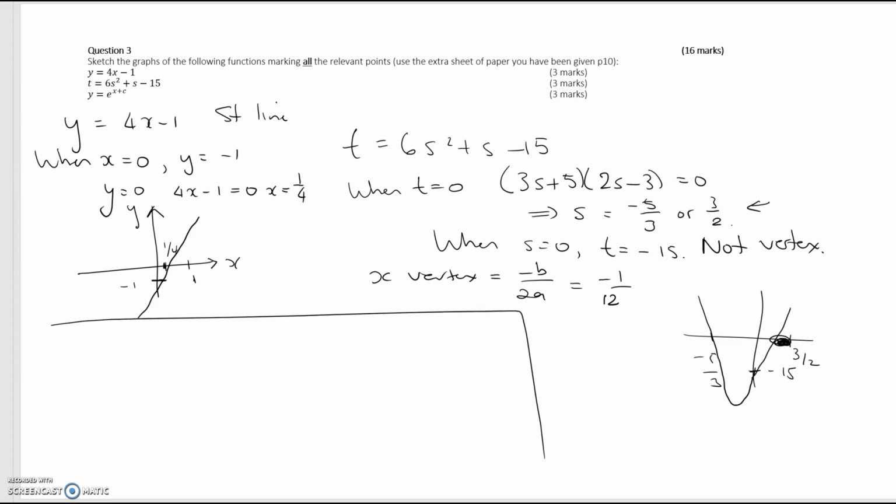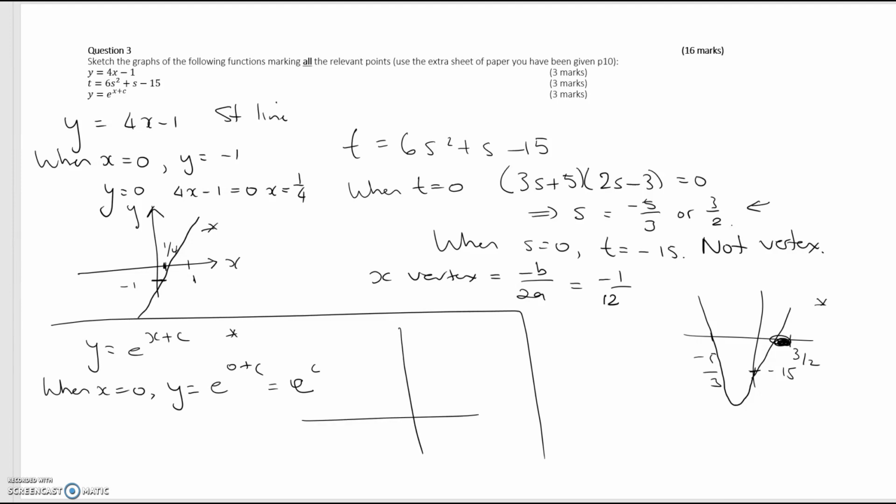Okay, then the last one, y equals e to the x plus c. Same practice. When x equals 0, find y. So when x equals 0, y equals e to the 0 plus c, which is just plain e to the c. This one you needed to know the shape. And you've just found that that point is e to the power of c.